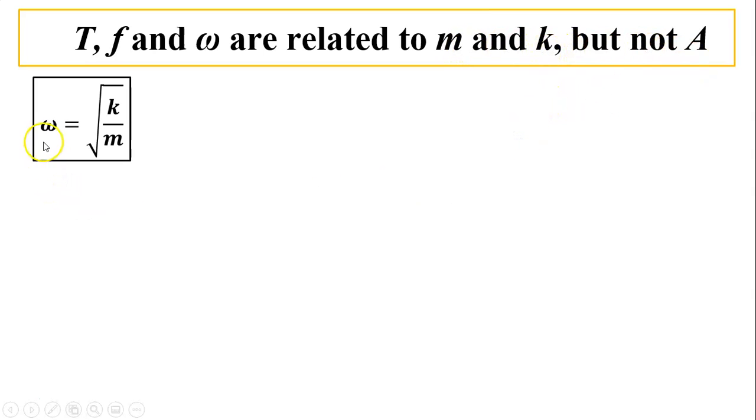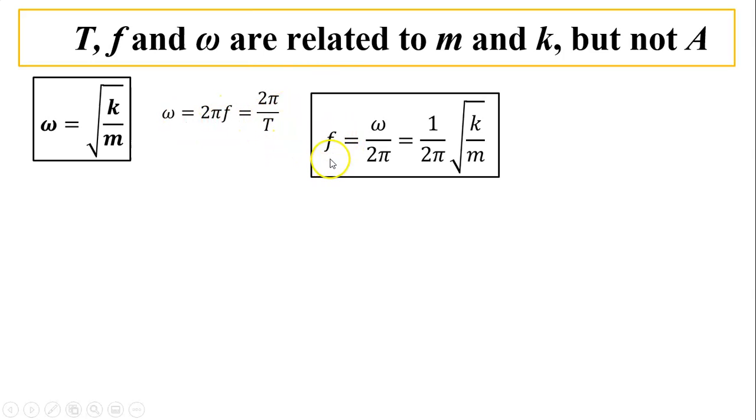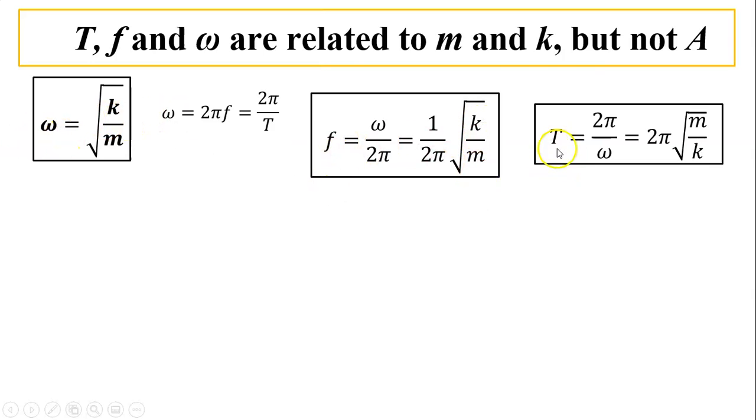Let's take a look at the equation. Here is omega. Remember, omega is defined as how many radians per second, so it's really 2 pi f. So f equals 1 over T, so omega equals 2 pi over T. Hence, we got f. How f relates to k and m is the same as omega, but T is inverse, because f and T are inversely related. So T equals 2 pi times the square root of m over k.